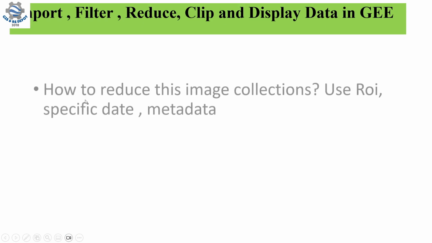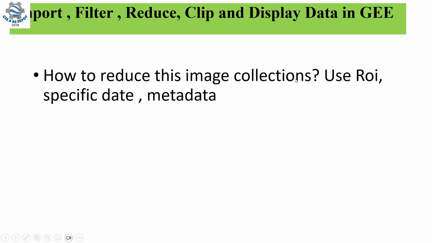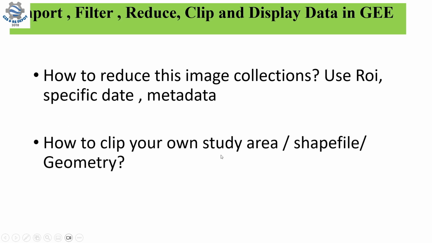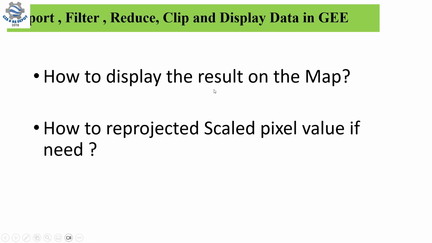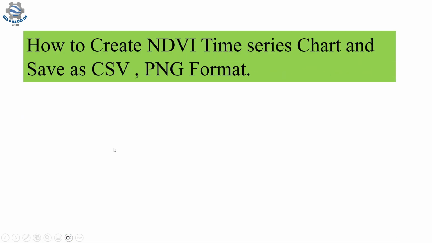Then we learn how to reduce this image collection. We use region of interest, specific date, and specific metadata, and also reduce our number of images. Then how to clip to your own study area, your own shapefile, or your required geometry. Then we learn how to display the result on the map, in the interactive map view in the Google Earth Engine platform, and finally how to represent the scale factor of pixel values if needed.